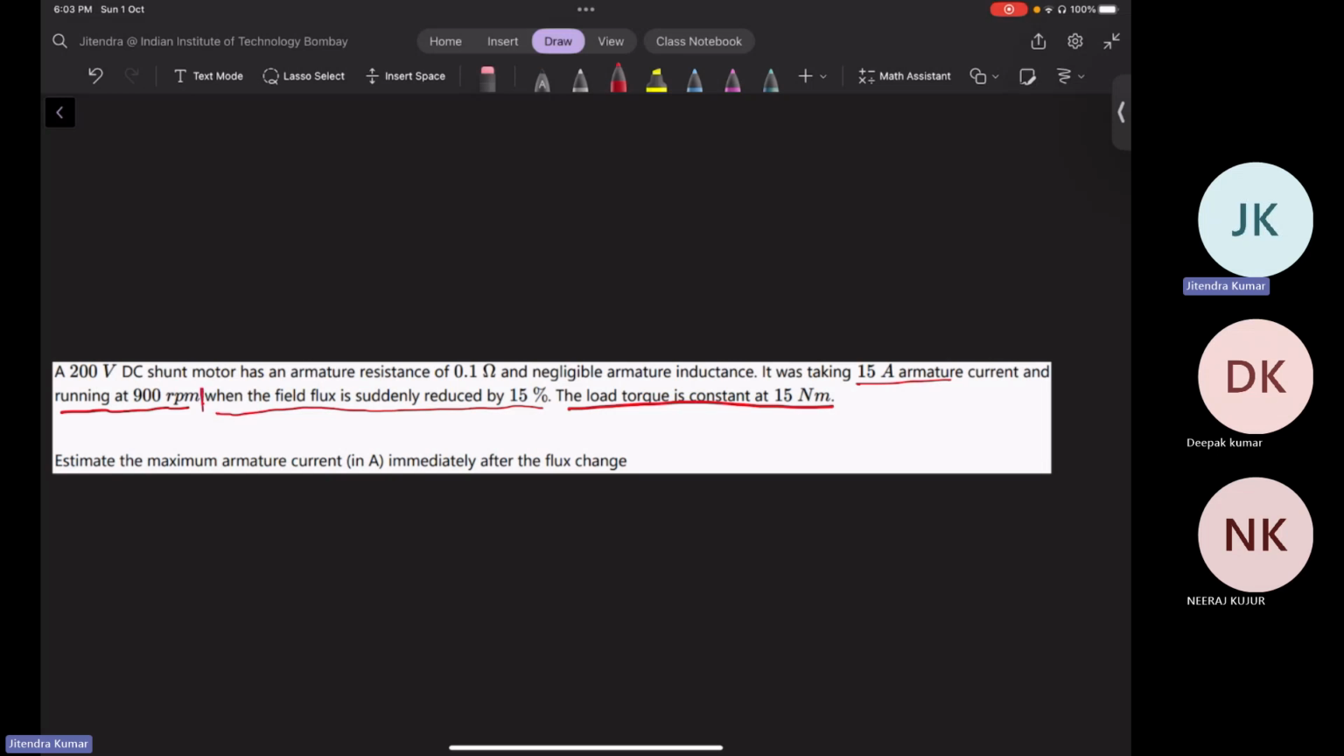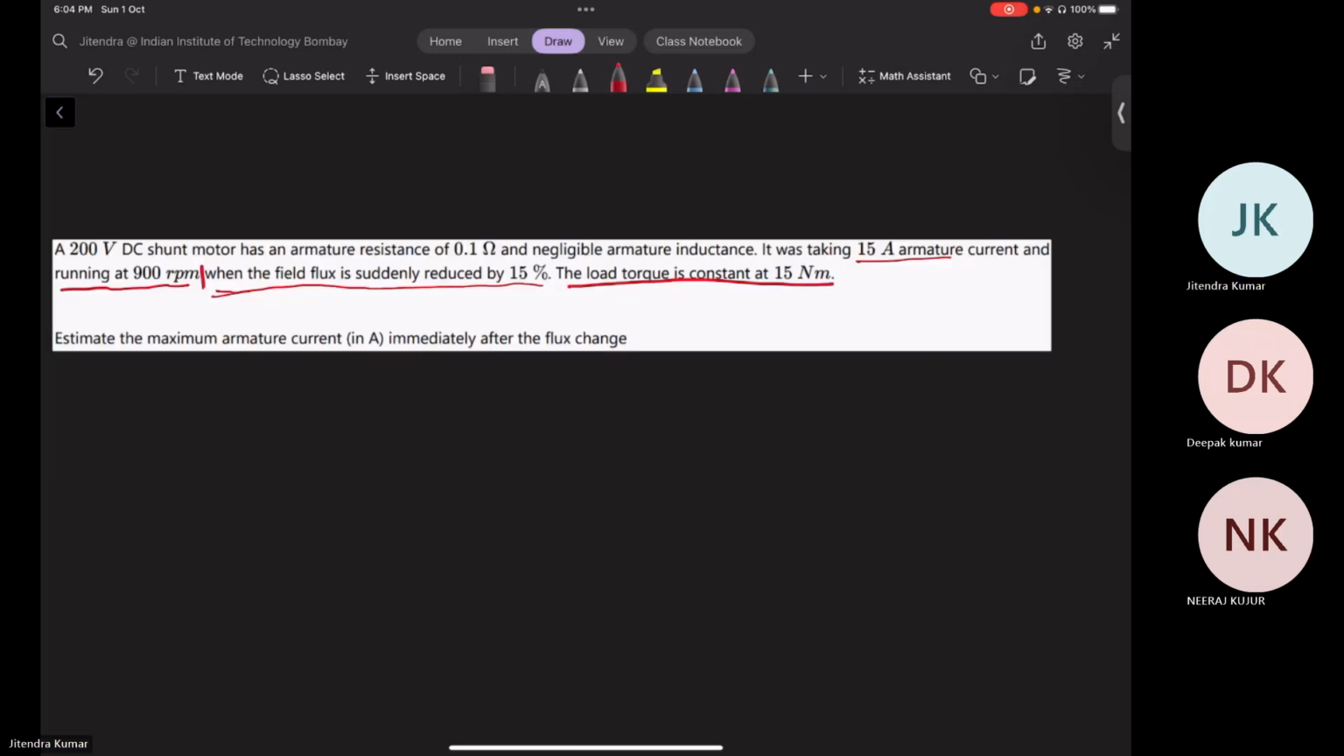900 rpm should be the rated value. This section should be separate, and this section should start when the field flux is suddenly reduced by 15%. How much armature current will be there immediately after this incident? Okay, so I think there is some incorrect arrangement of the problem statement, but anyway. I hope you got the idea right. At rated condition, it was drawing 15 ampere of armature current and running at 900 rpm with 200 volt of DC voltage. And load torque is constant.